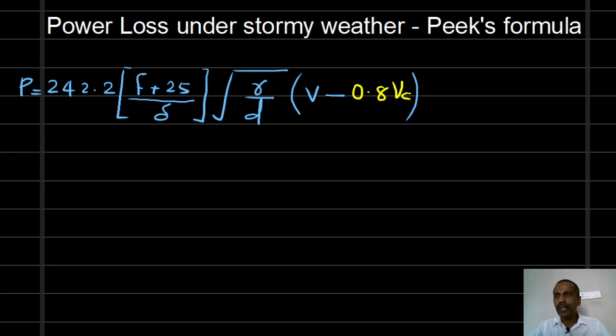Under the stormy weather condition, the disruption occurs at 80% of normal voltage. So it is 0.8 Vc. Disruption occurs at a lesser voltage. That's why we are substituting 0.8 Vc instead of Vc. The whole square into 10 raised to minus 5 kilowatt per kilometer per phase. All other parameters are the same. So using this formula we can find out the power loss under the stormy weather condition.